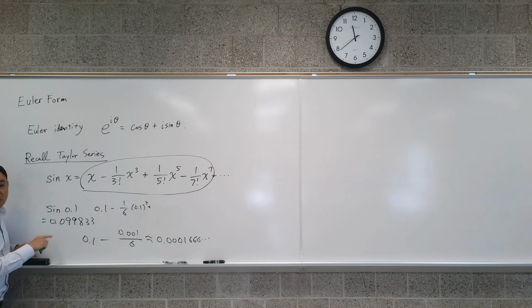Can somebody verify this using a calculator? Put your calculator in radian mode. Tell me what sine of 0.1 is in radians. What did you get? Same thing, right? Okay, you get this much.